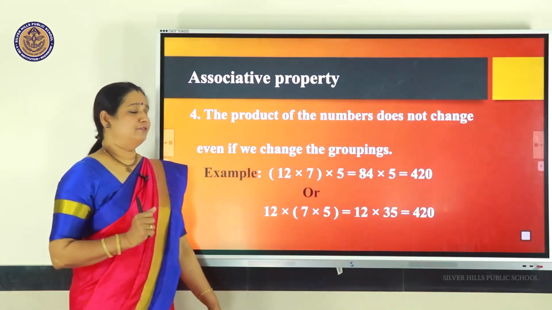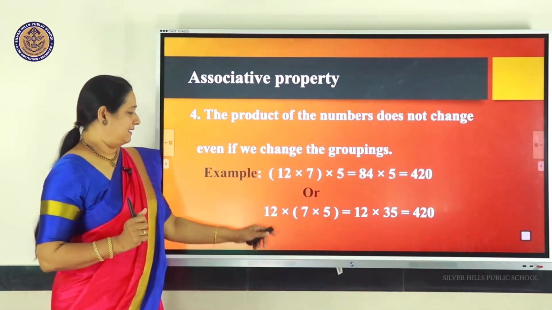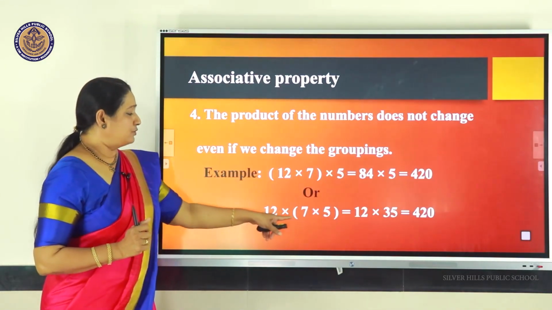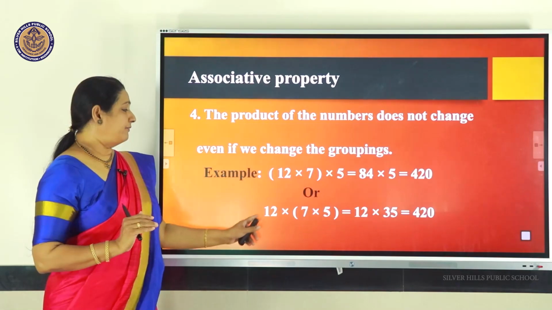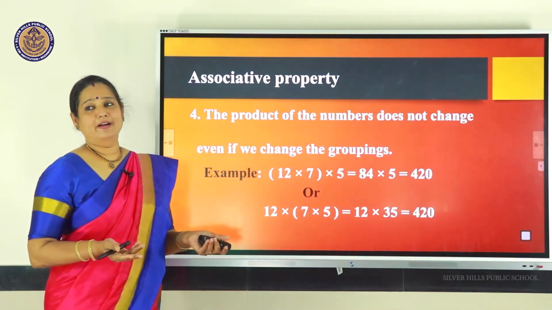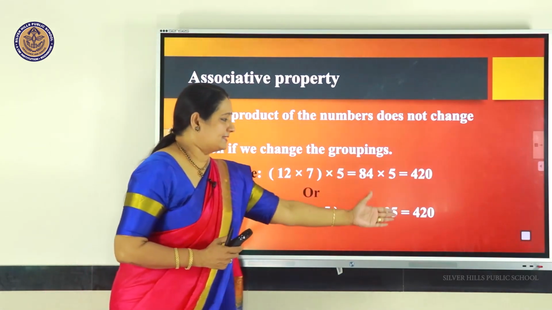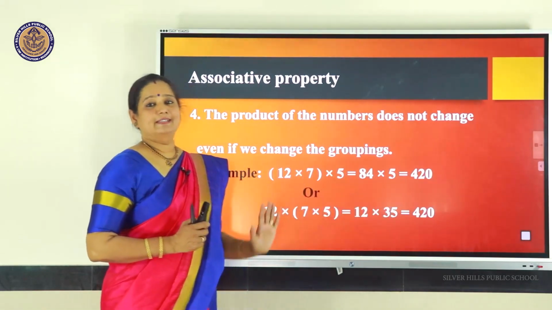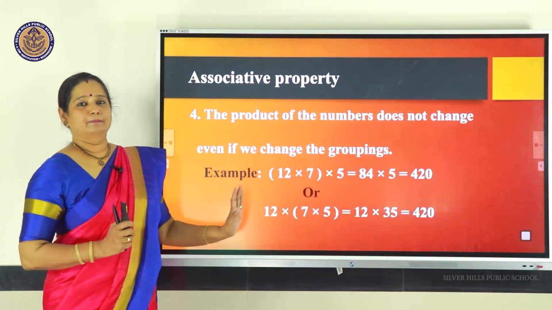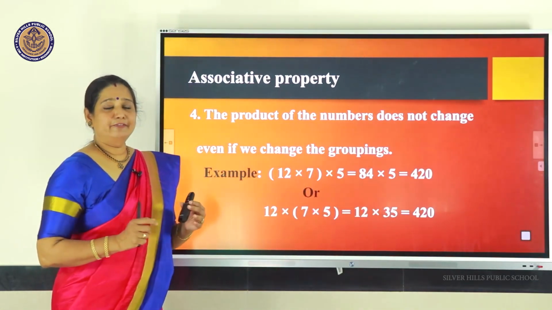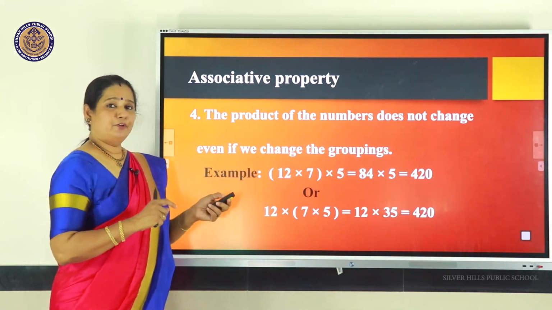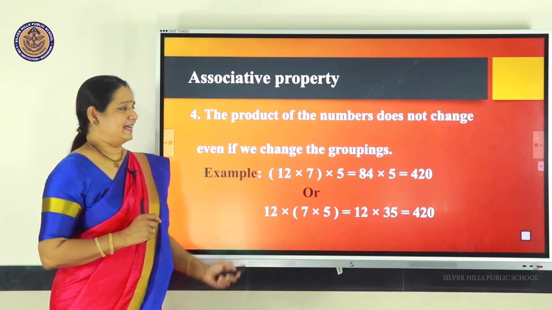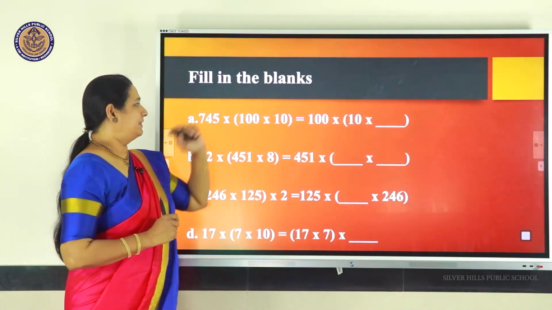84 into 5 is 420, or 12 into 7 into 5: 7 into 5 is 35, 35 into 12 is 420. In both the cases, the product is same. Is it clear for you children? Let's move to the next property. Before that, let's do one exercise. Fill in the blanks.